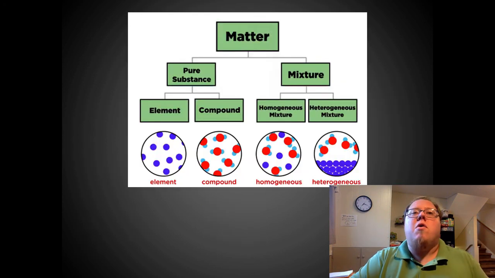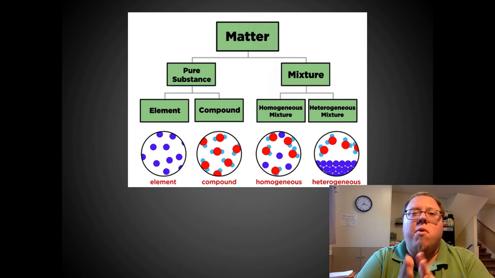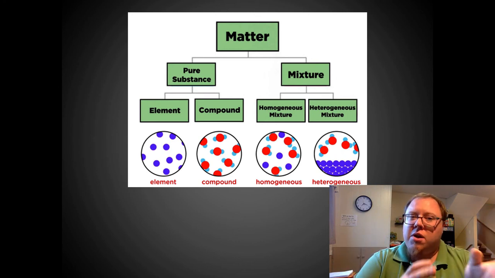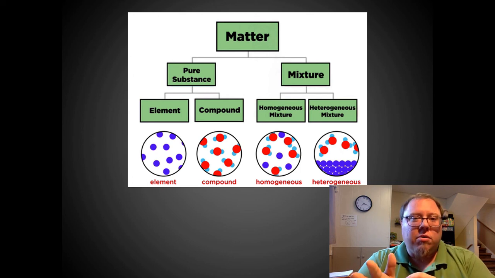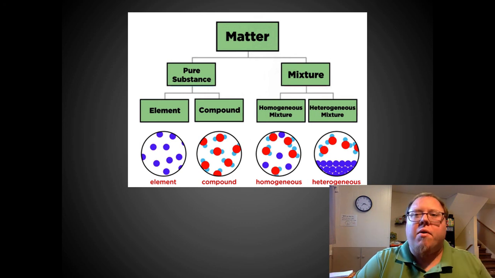Okay, so kind of a breakdown here. You have matter. Matter can be broken into either a mixture or pure substance. All right. Now, if it's a pure substance, it could be an element or a compound. A mixture, it could be a homogeneous mixture or a heterogeneous mixture. Okay, so kind of separating down here.